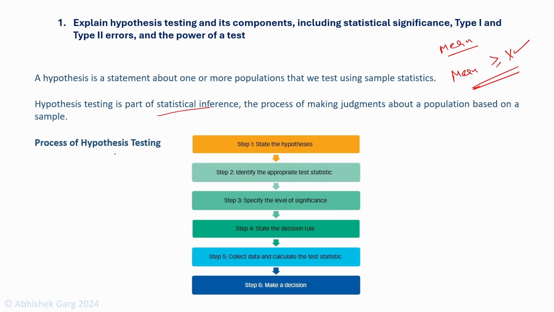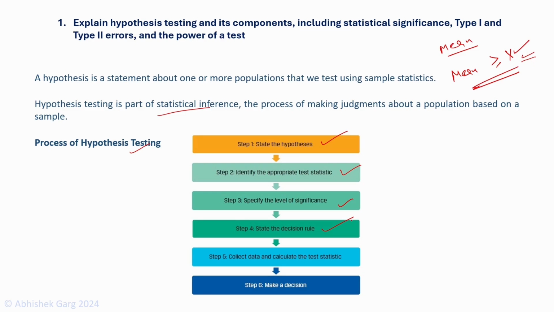Now let's see what's the process of a hypothesis testing. First of all, we state a hypothesis. Just as we did in this case, we state a hypothesis. Then we identify the appropriate test statistic. That means the statistic that we will use to test the significance of this hypothesis. Then we specify the level of significance. Level of significance means that whether we want a 95% confidence interval, a 90% confidence interval, or an 80% confidence interval. So that specifies your level of significance.